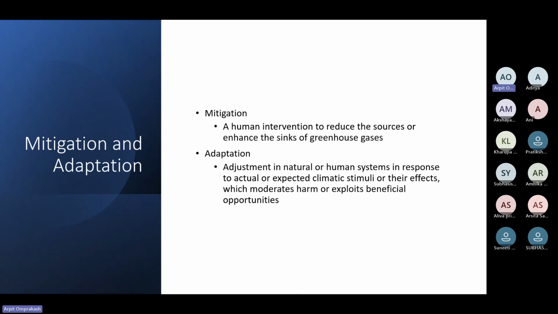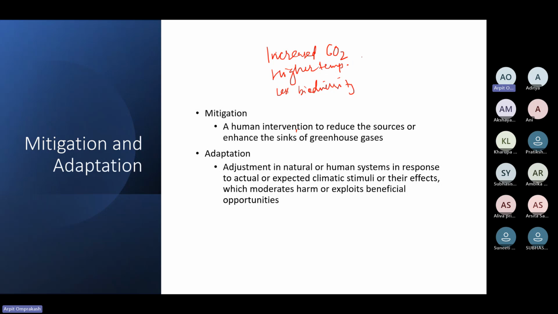So let's say we have a system, now we have increased amounts of CO2, the greenhouse gases. We have higher temperatures, right? We have less biodiversity and things like that due to climate change.